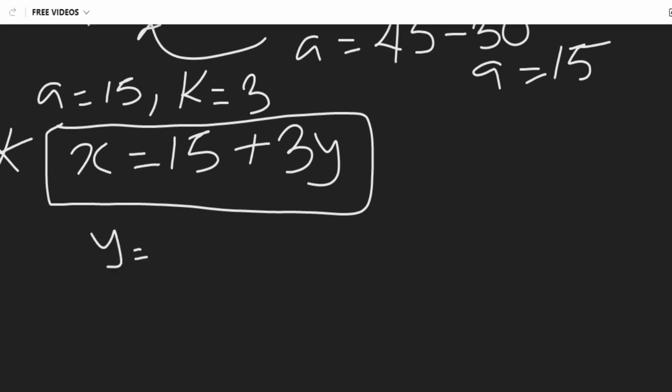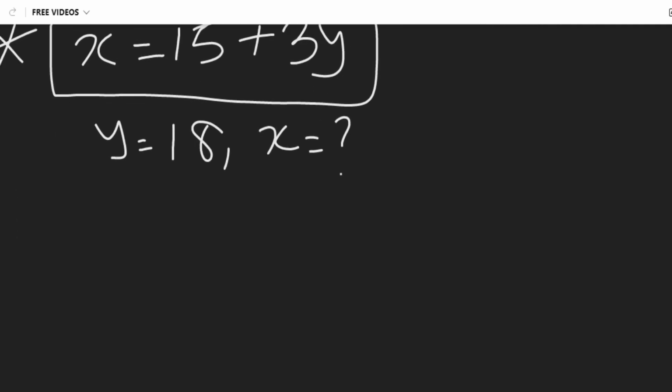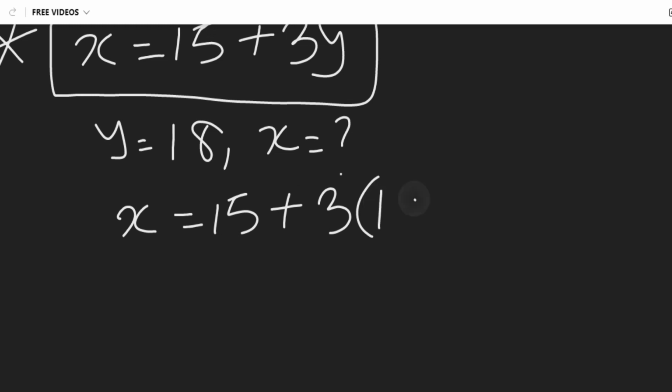18. They said we are asked to find x. So putting that value into that relationship connecting these two values, we'll have our x to be equal to 15 plus 3 multiplied by 18. And that will give us 15 plus 3 times 18 will give us 54.